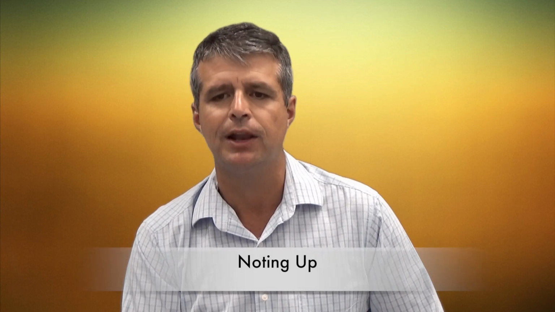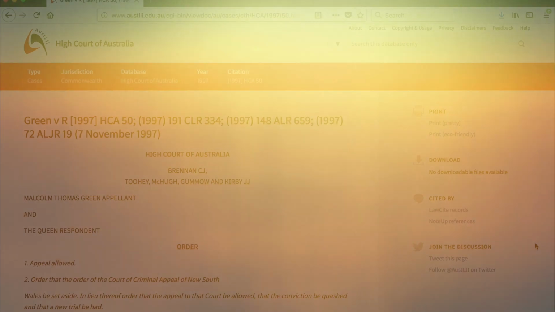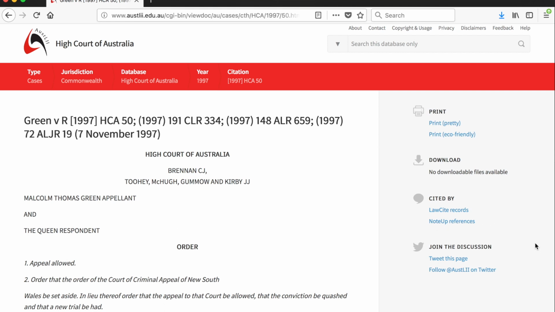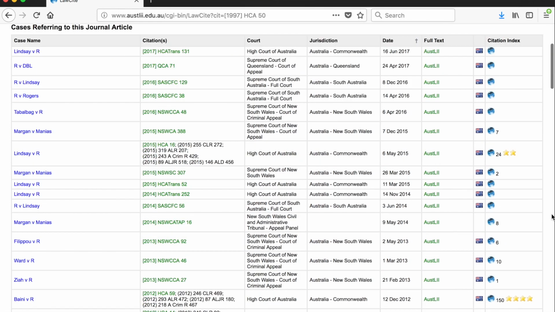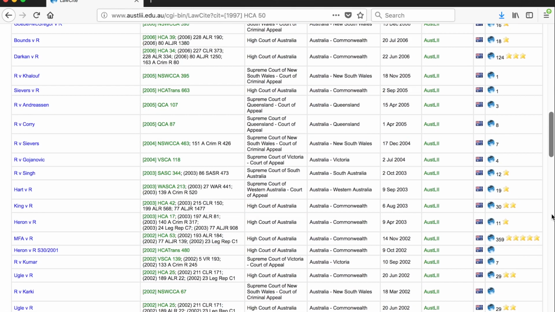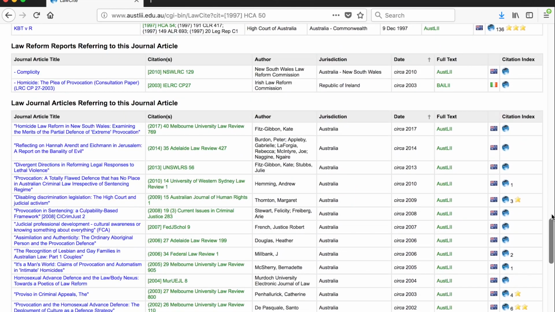Well, do you remember when I talked about legislation in Module 2, I talked about the process of noting up the legislation? Well, you can do exactly the same thing with cases, but using a very nifty and free database called LawCite. We go up here towards the top of the case report on Austlii and click on LawCite Records, and up pops a list of the cases which this case referred to and cases which came along later and referred to this one, as well as things like reports and scholarly articles.